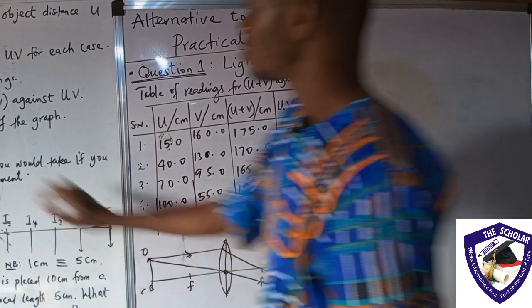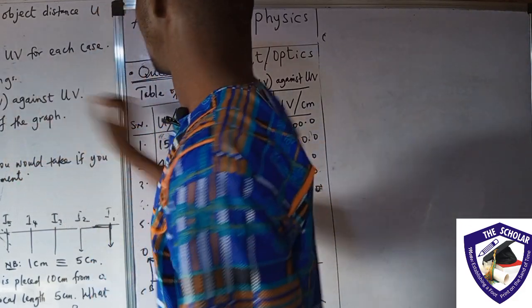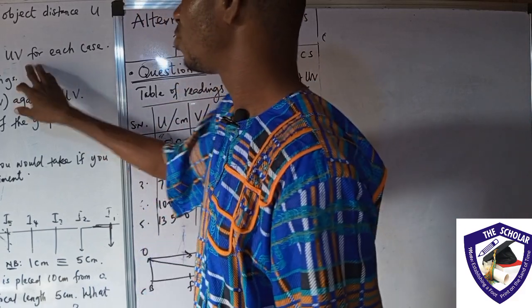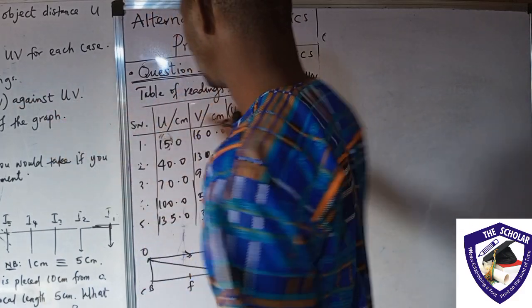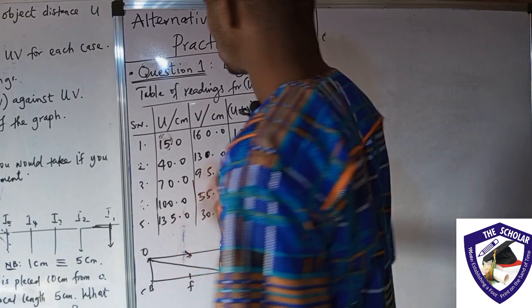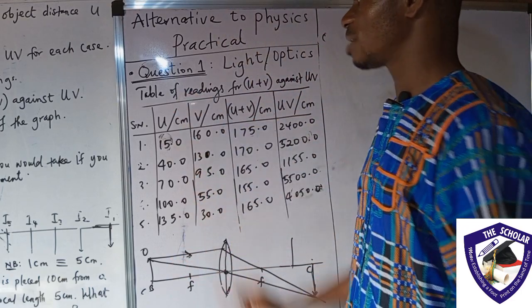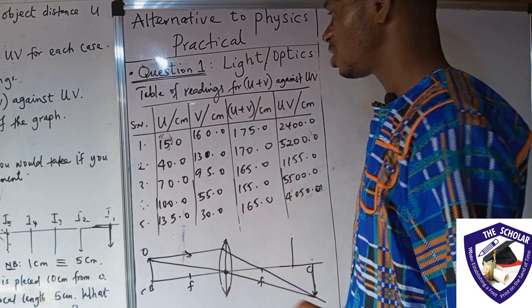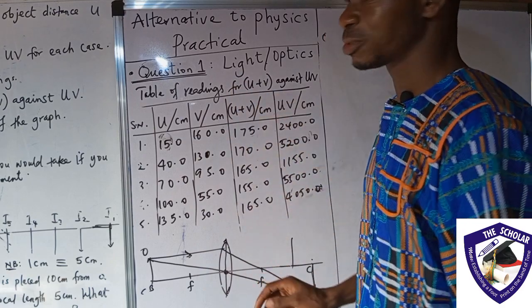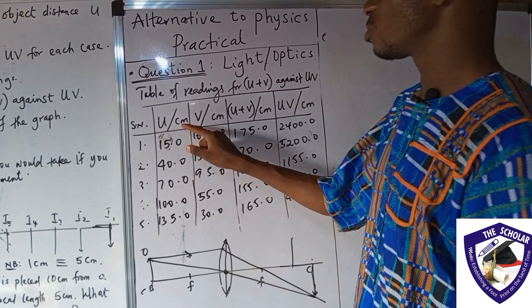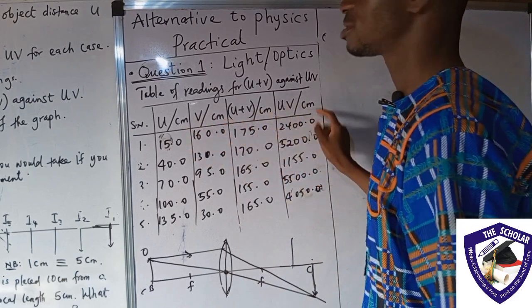So what's now the question? Evaluate U plus V, which we have done here, and UV, which we have done here. Then tabulate your reading. That's what we have done here. So mere doing all this, the table alone, each of the column has its own mark with the corresponding values that you have put on the table. And also don't forget your units by the side.